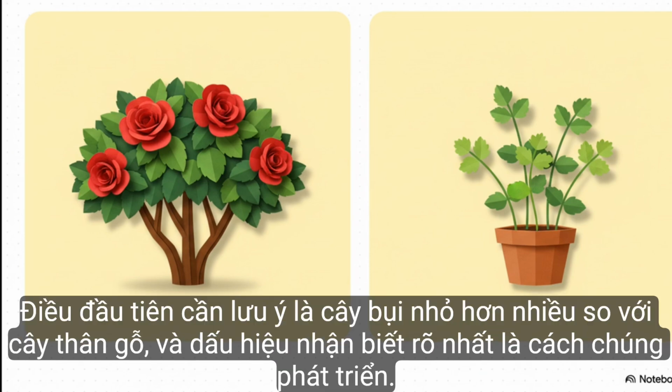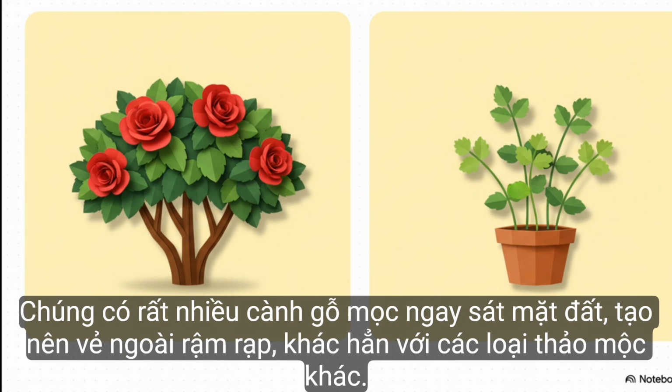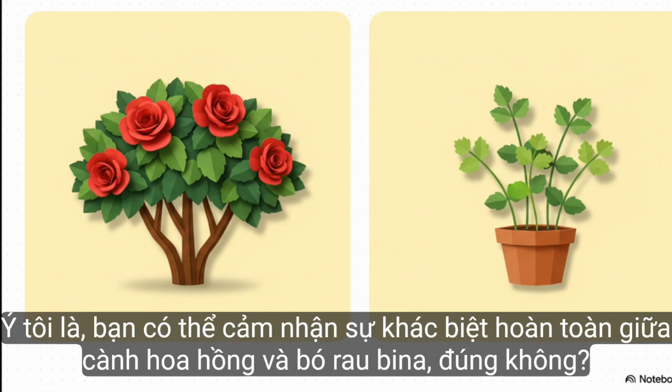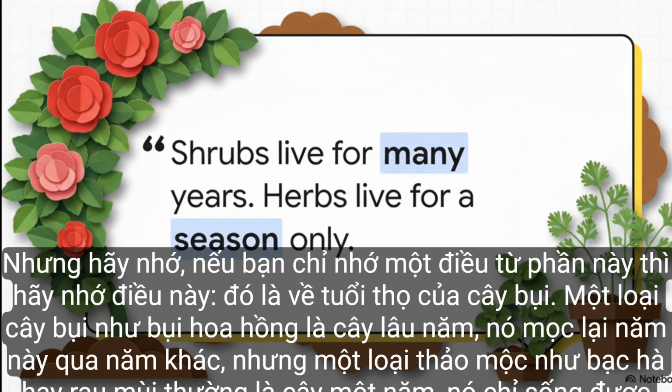The first thing is that shrubs are way smaller than trees, and their biggest giveaway is how they grow. They've got a bunch of woody branches that start right near the ground, which gives them that bushy look. Herbs, on the other hand, are much smaller and their stems are soft and flexible. Just feel a rose stem versus a stalk of spinach. Totally different, right? But look, if you only remember one thing from this section, make it this. It's all about the lifespan.